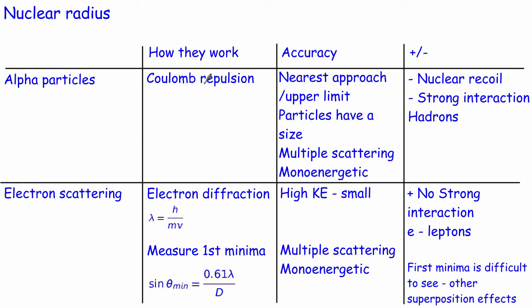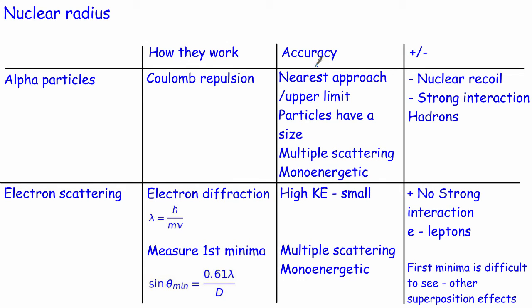Basically, you've got two charged particles, they're like charges, and so they repel each other. As for how accurate they can be, well, they're not particularly accurate, because basically what we're doing is we're finding the distance that the alpha particle gets to the nucleus, which is basically the nearest point. So that gives us the upper limit. It gives us the maximum size that the nucleus can be. It's probably smaller than that, but it gives us the biggest number that this particular nucleus can be.